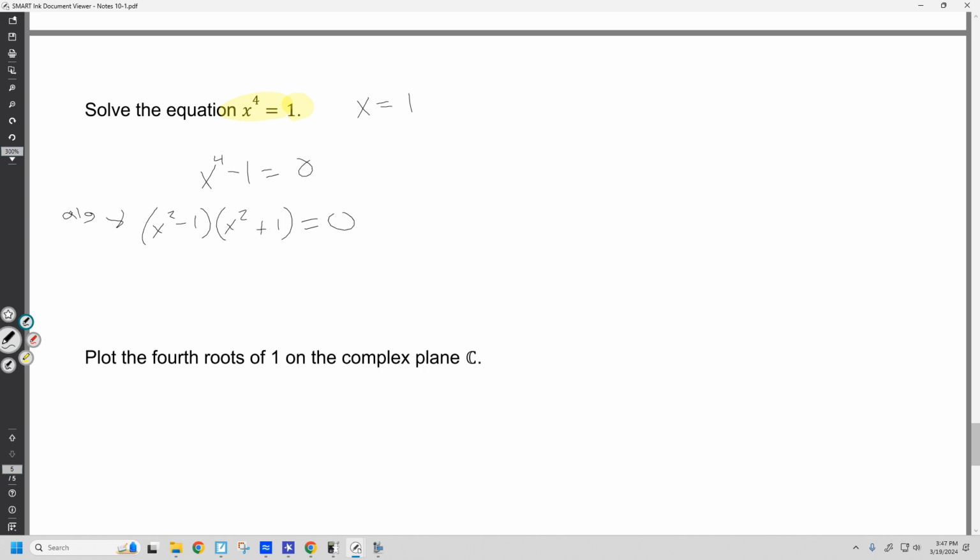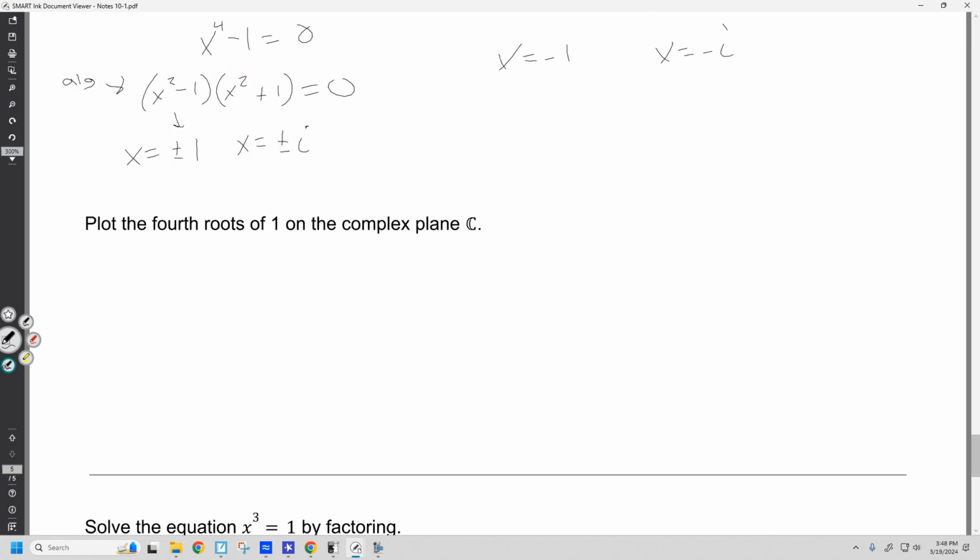Now, can you adjust your answer? The answer is not just one. There are 4 answers. What are the answers? Thank you, Pombo. We get plus or minus 1 from this equation. We get plus or minus I, because we talked about this earlier, from that equation. Here are my 4 solutions. 1, -1, I, -I.